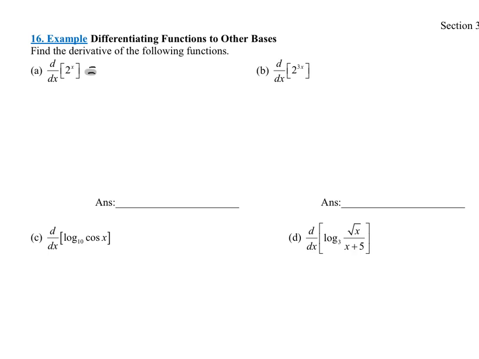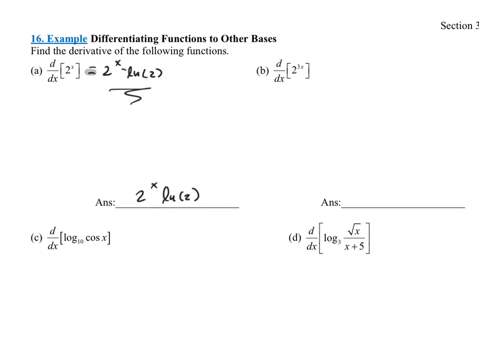You simply copy and paste 2 to the x, but if the base isn't e, you need to multiply times the natural log of the base. In fact, even if the base is e, you're multiplying times the natural log of the base. If you multiply times the natural log of e, that's just the number 1. So that's your answer right there. No work to show on that problem. It was a nice and simple problem.